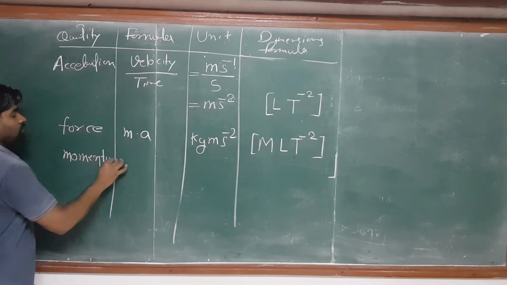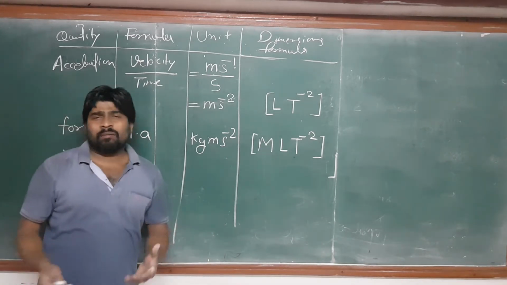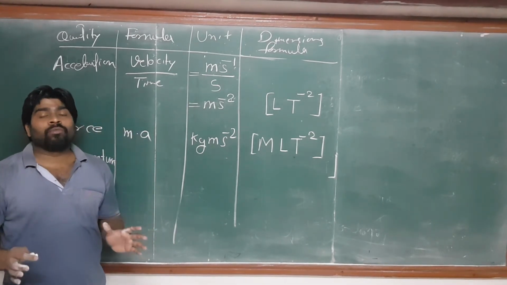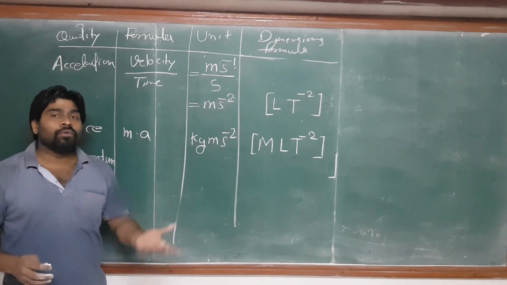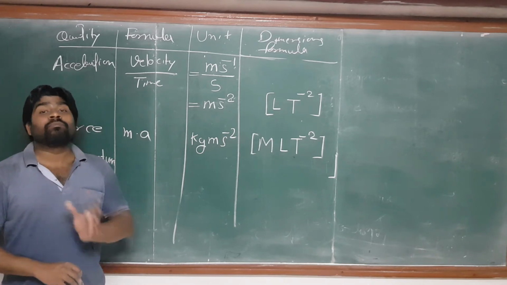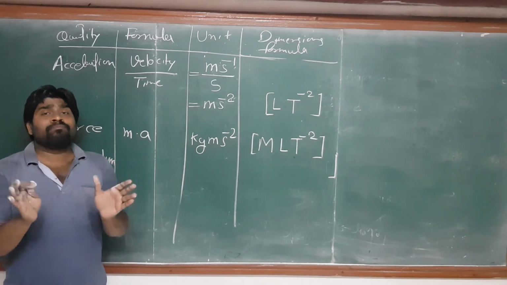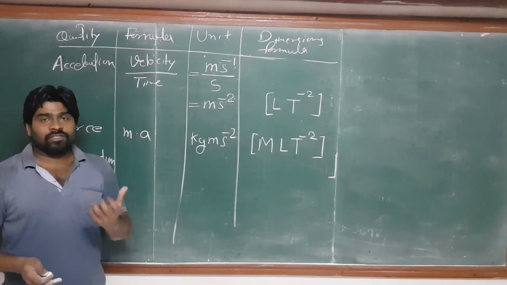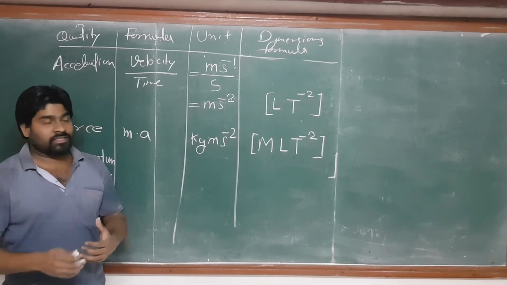How can I find the dimension formula of a new physical quantity? If you don't know the formulas, you cannot convert it into the SI unit and you cannot get the proper dimension formula. You will commit mistakes. So you have to keep the formula in your mind. If you don't know the formula, go to the book and just find it and do the practice the same.